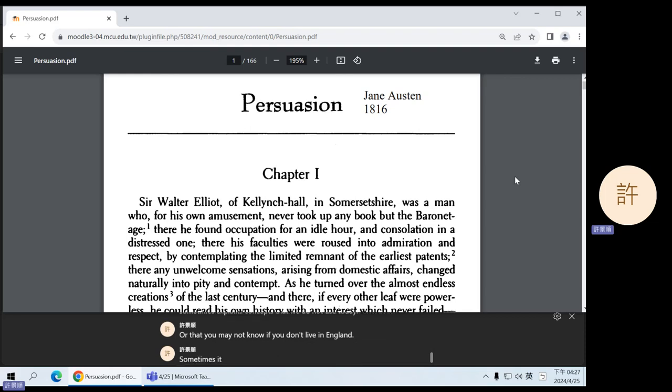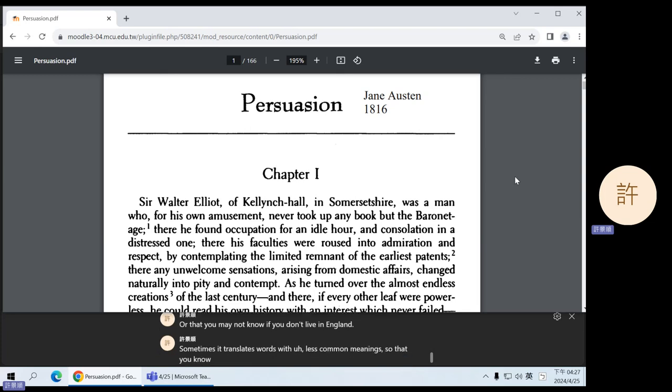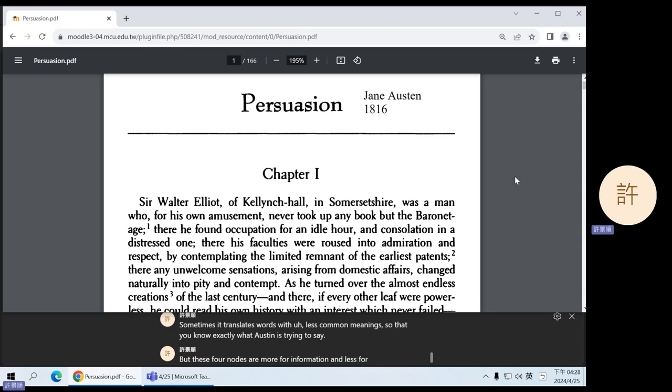Sometimes it translates words with less common meanings so that you know exactly what Austen is trying to say. But these footnotes are more for information and less for translation. So if you're having trouble with something and there's a footnote, you can always check, but it may not help.